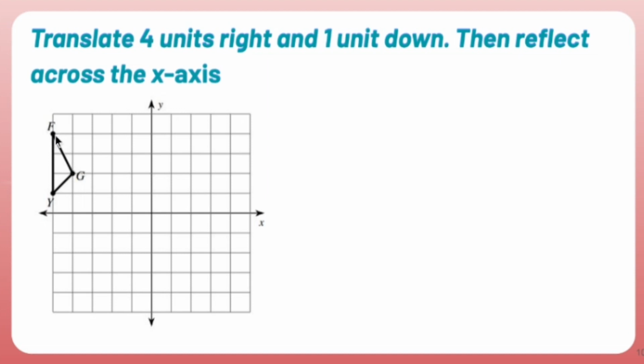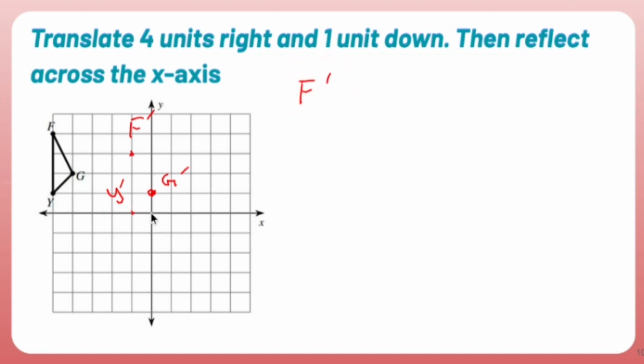Let's start with F. F is going to be 1, 2, 3, 4 to the right, 1 unit down, F prime. Go to the next point in no particular order. G is going to be 1, 2, 3, 4 to the right, 1 unit down, call it G prime. And Y has me going 1, 2, 3, 4 to the right, 1 unit down, Y prime. Let's list out those points.